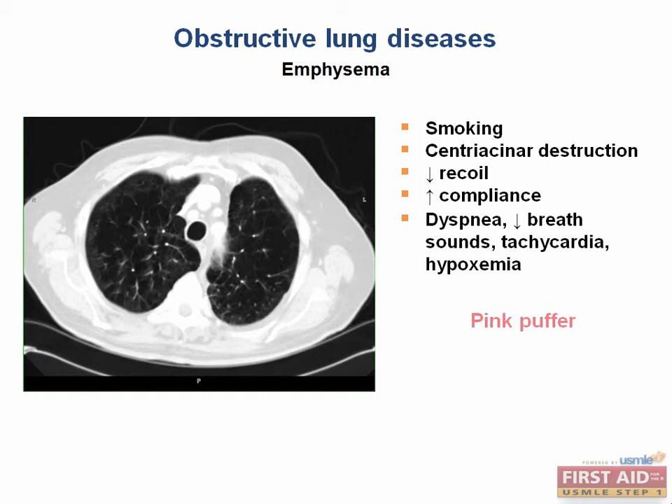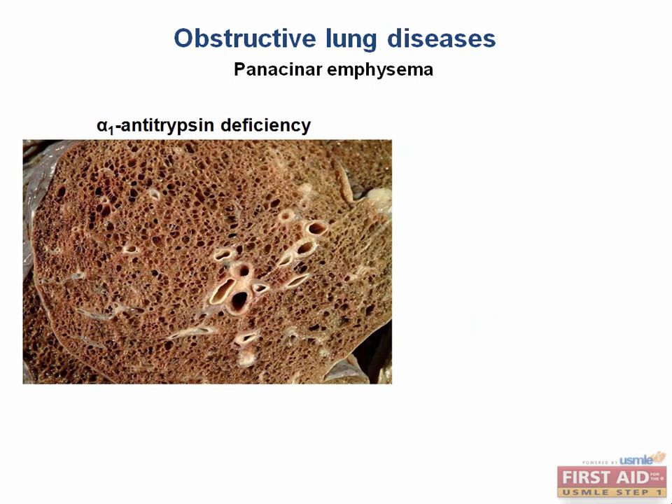The pink puffer look comes from the effort to puff through pursed lips to increase airway pressure and prevent airway collapse during exhalation. Other morphologic types of emphysema are panacinar, caused by alpha-1 antitrypsin deficiency. This disease is extremely board testable, so please know it.